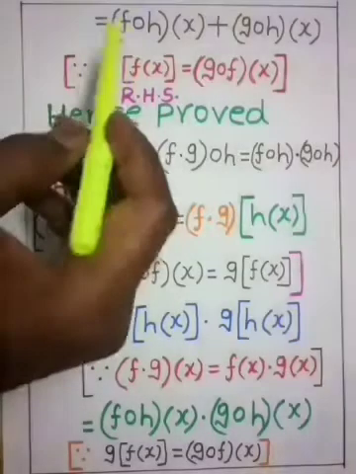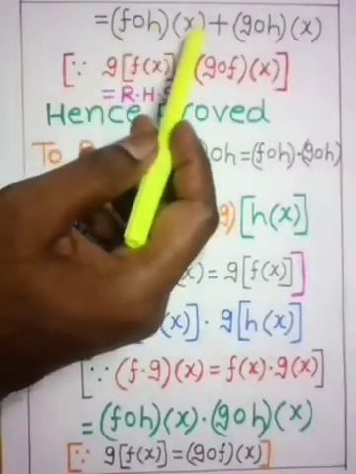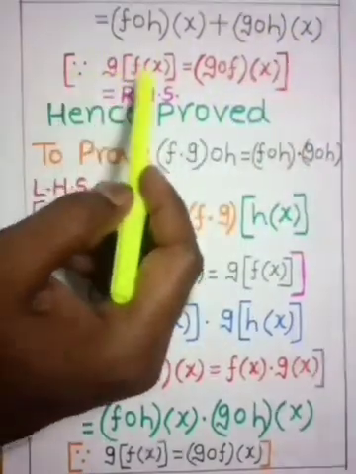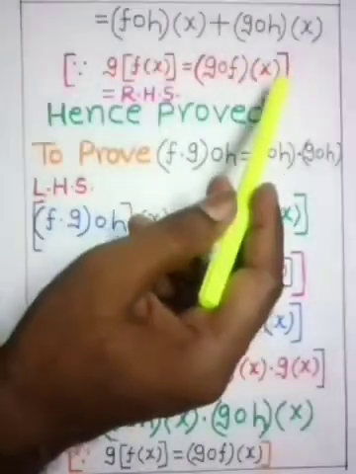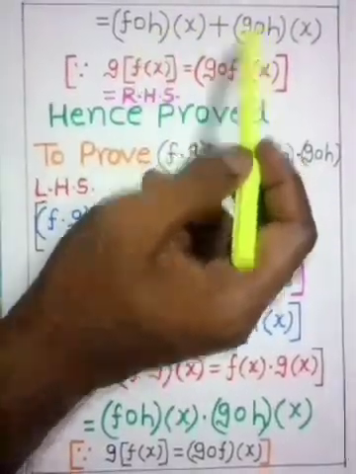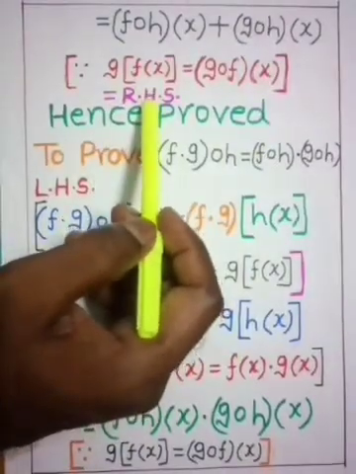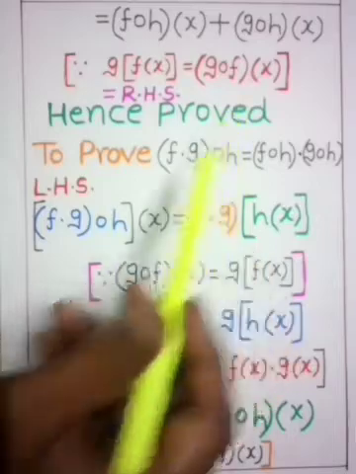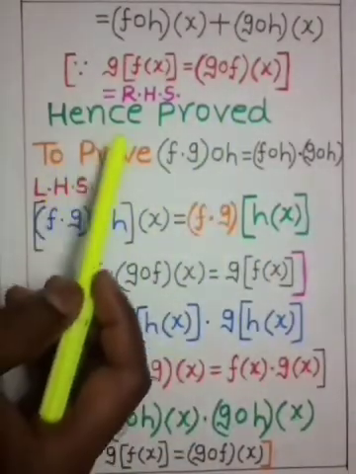That is equal to f∘h of x plus g∘h of x, because g of f of x is equal to g∘f of x. By using this result, I wrote this step. Understood? That is equal to the RHS. We got the RHS. Hence, the statement is proved.